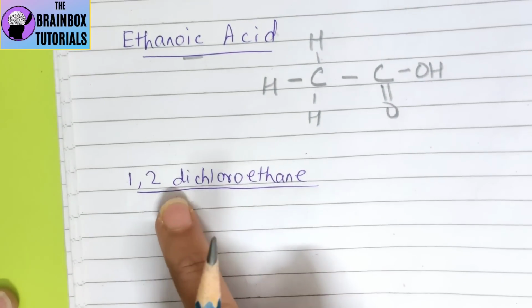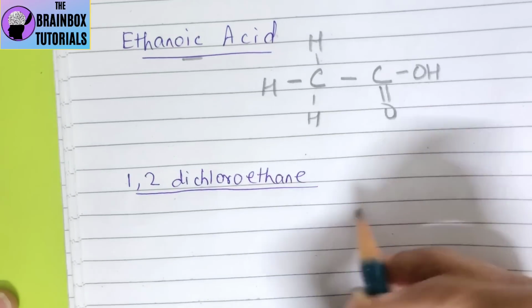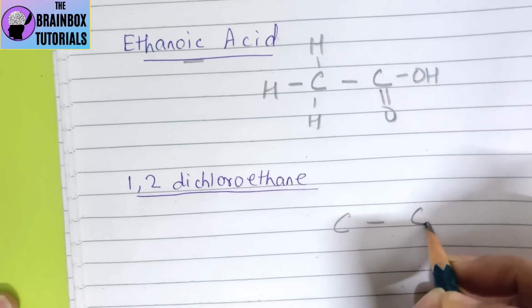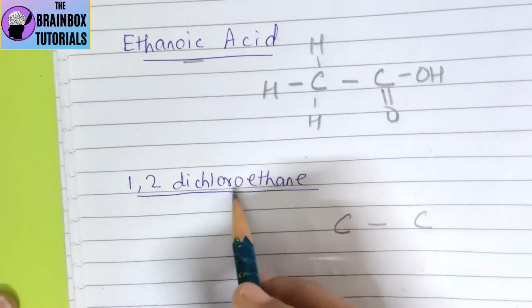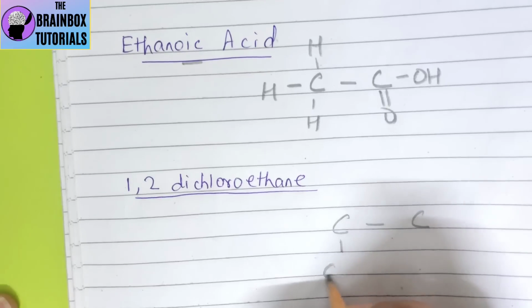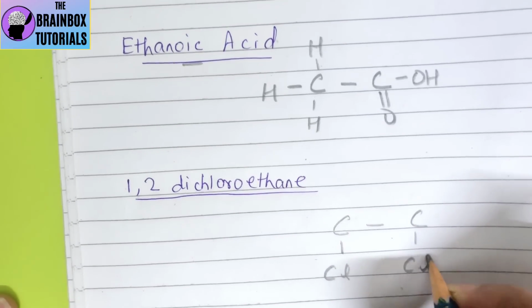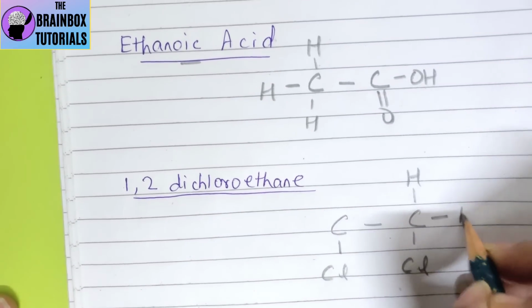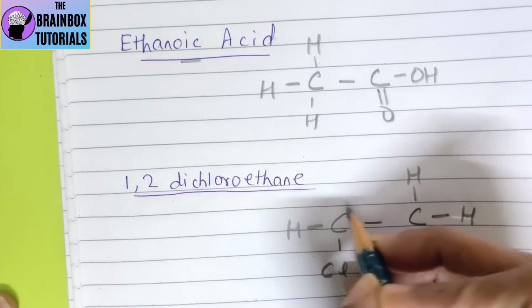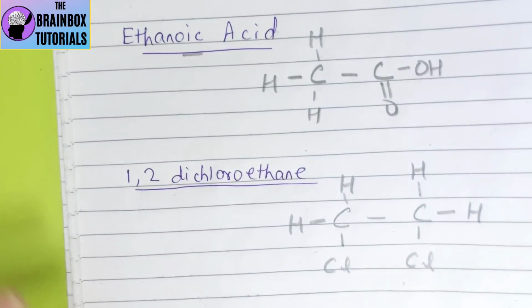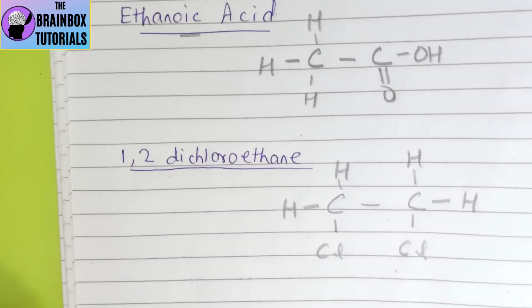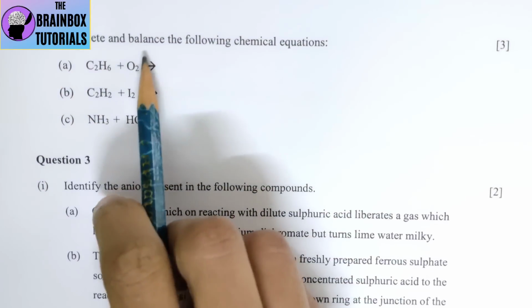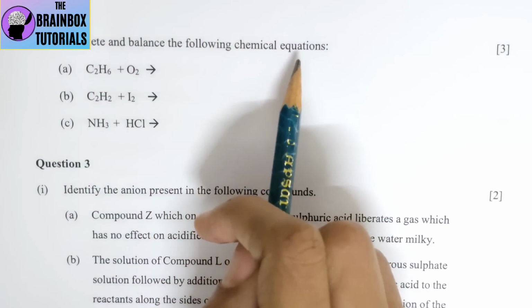Next is 1,2 dichloroethane. So ethane, 1,2 dichloro, in 1 one chlorine, in 2 one chlorine. Rest hydrogen. And these are the structural diagrams. Subpart 4 is complete and balance the following chemical equations.